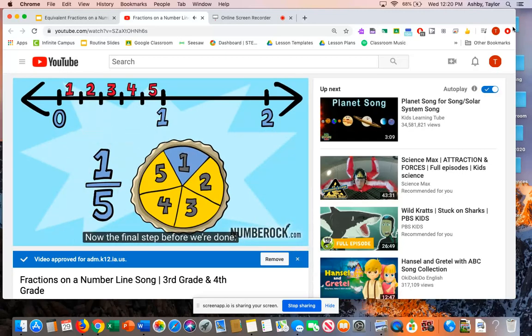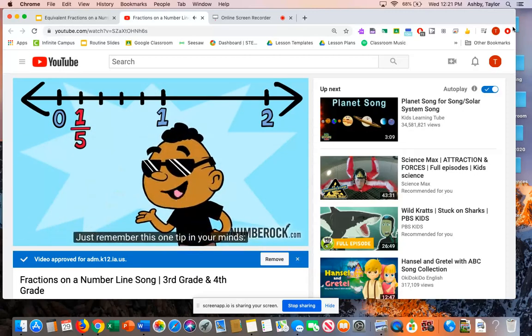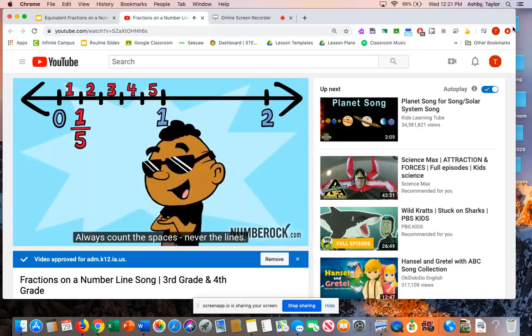Now the final step before we're done. The numerator is the one piece that's mine. After the first space, I'll write 1/5 of the line. Just remember this one tip in your minds. Always count the spaces, never the lines.